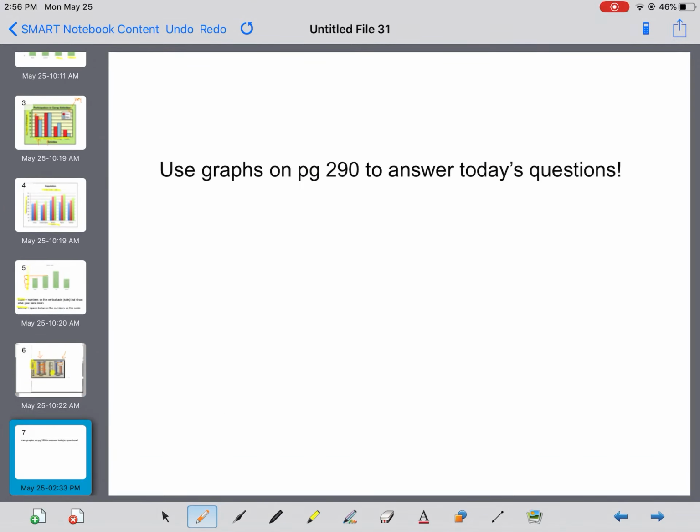And then the last thing for today is that you need to use the graphs on page 290 of your textbook to answer the questions. So don't just look at the questions, which are on page 291, and think, where's the graph for that? It's on the previous page. So make sure that you're looking there for your information. And then you should be good to go.